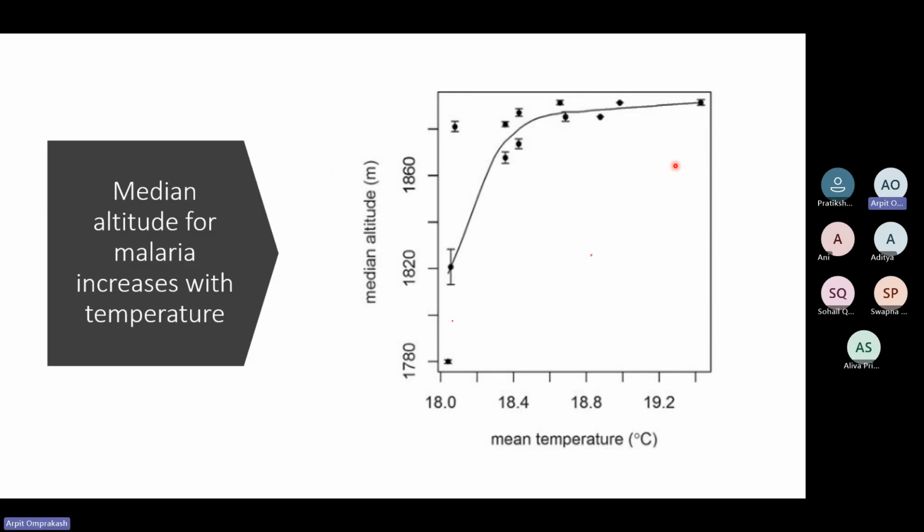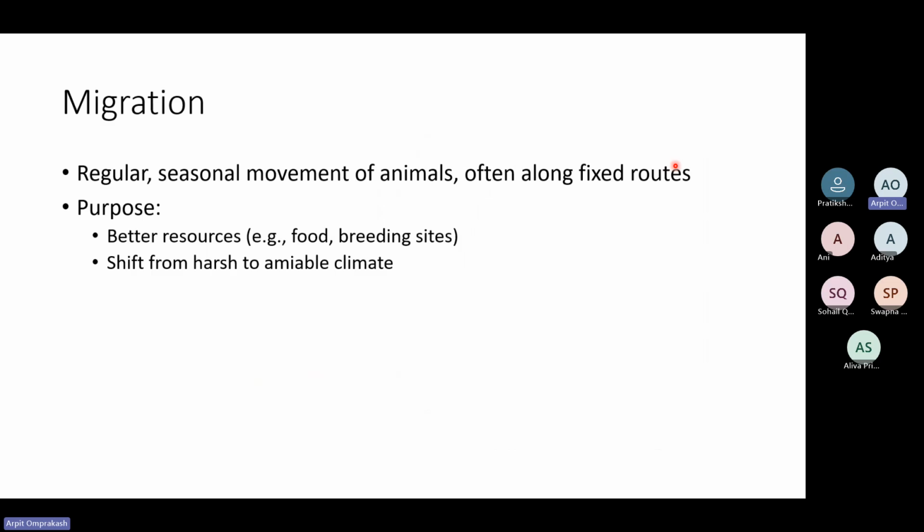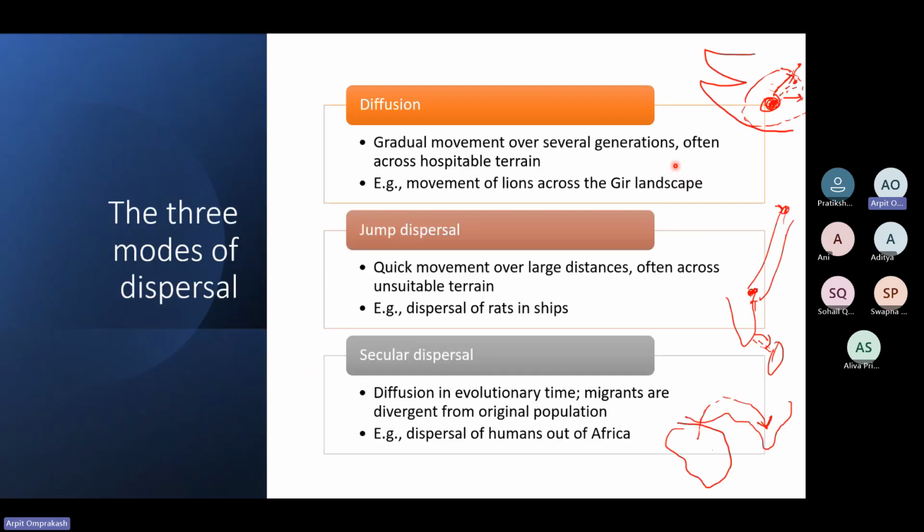For example, people found that the median altitude for malaria is increasing with temperature, because mosquitoes are being found more and more in the upper reaches, the upper areas. We talked about migration, which is the regular seasonal movement of animals, often along fixed routes, to find better resources and shift from harsh to amiable climate.